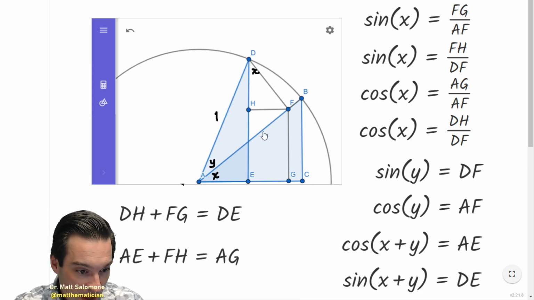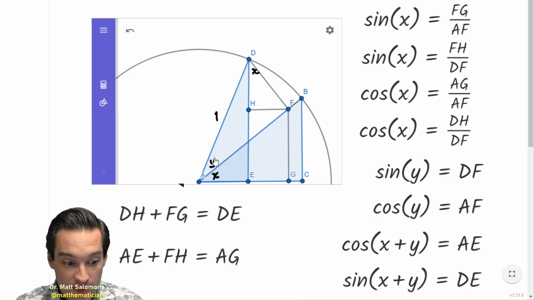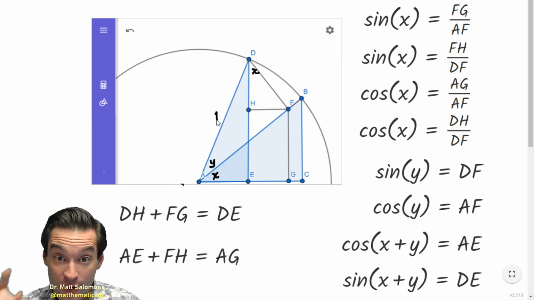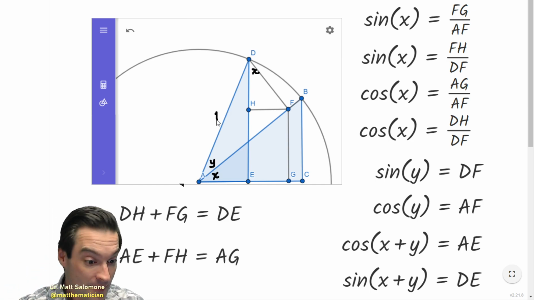Okay, what about the triangle AFD? That goes from here to there to there. This is a right triangle by construction. This angle down here is the angle we call y. What do we know about it? Well, the hypotenuse of this right triangle is also 1, which is super helpful, right?